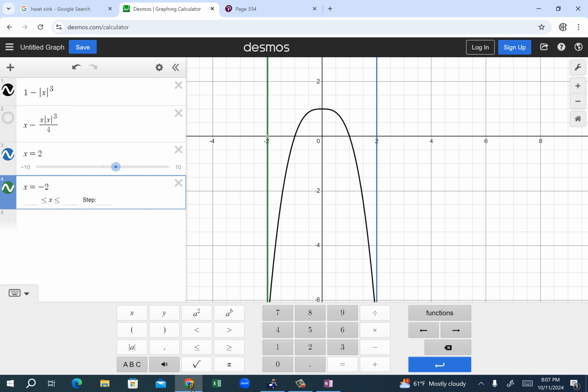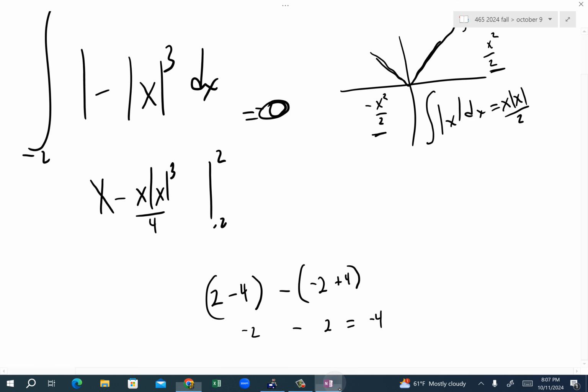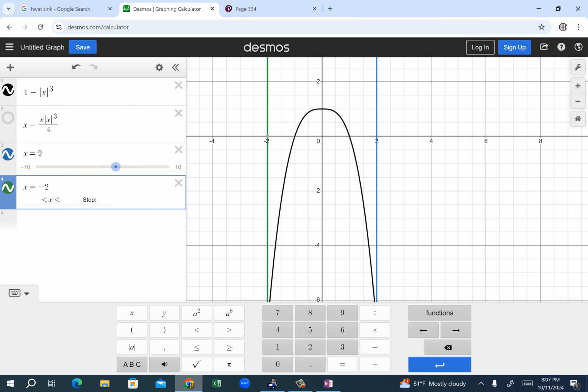Now, the part about symmetry that was going to happen is that this is equal to 2 times the integral from 0 to 2 of 1 minus x cubed dx. You get the same thing, because what you end up with is negative 2, and 2 times negative 2 is negative 4. Okay, that's the symmetry argument on that one.